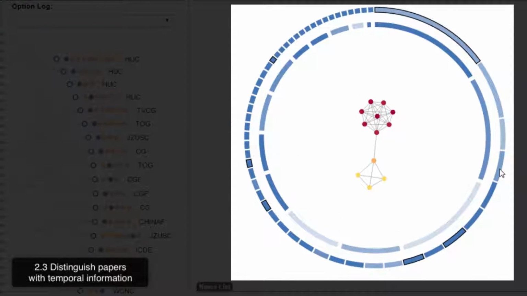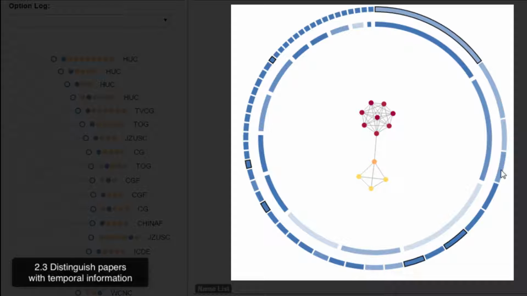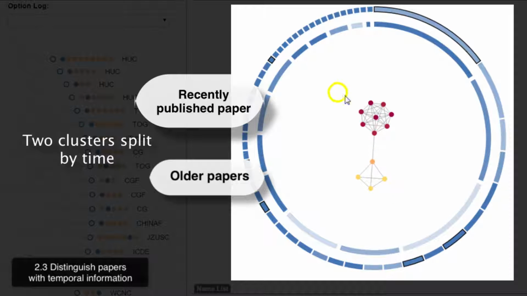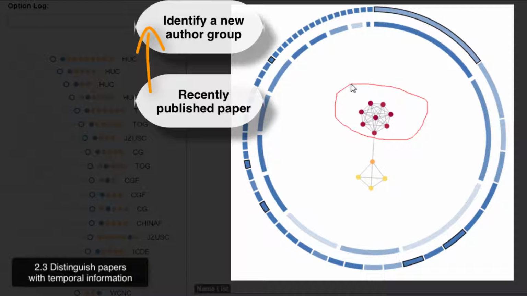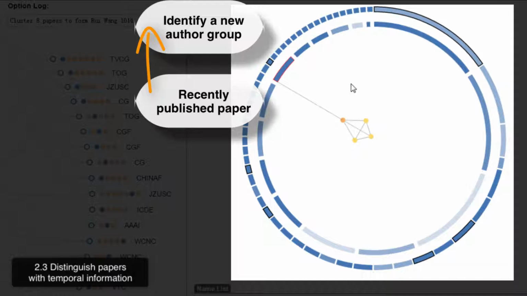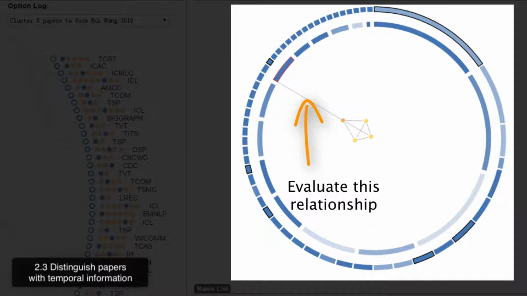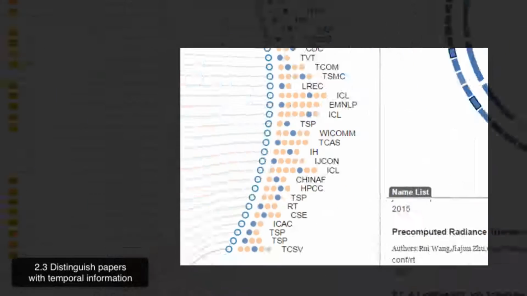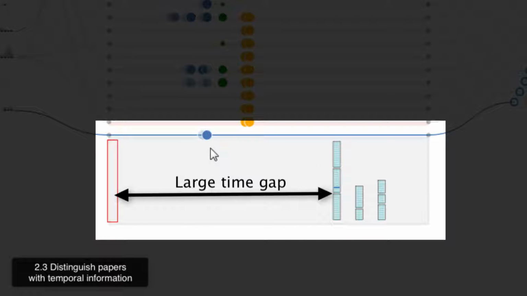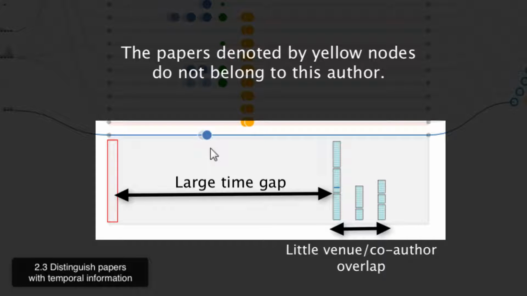In another interesting case, the temporal information plays an important role. The co-author graph of this ambiguous arc is divided into 2 parts in terms of time and collaboration closeness. We'll group the most compact one into a new confirmed group. Then we evaluate the only connected edge to this arc. There is a large temporal gap between the ambiguous paper and the paper published by this confirmed author, and there is very little venue or co-author overlap. Therefore, we confirm this paper is not published by the same researcher.